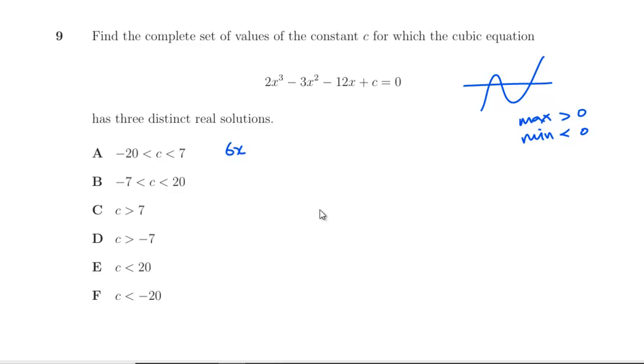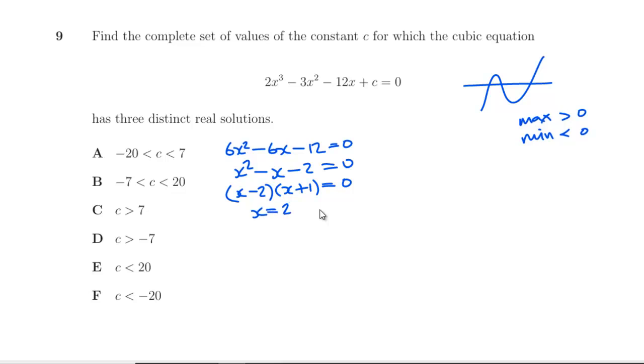So 6x squared minus 6x minus 12 equals 0 to get these. So get rid of all these 6's. So I've got an x minus 2 and x plus 1 is equal to 0. That certainly works. So I've got x is 2, so that will be the minimum. And I've got x is minus 1, which will be the maximum.